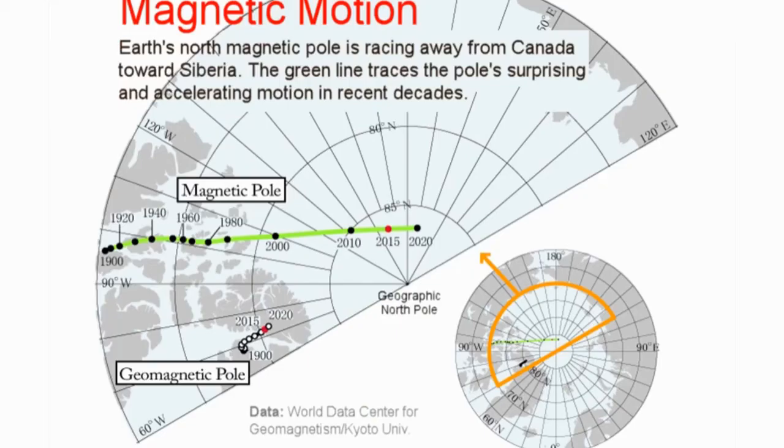The magnetic poles are also moving, so they're not in the same place as they used to be. The magnetic pole is actually moving away from Canada towards Siberia. And according to recent data, it's happening at an ever-increasing rate.